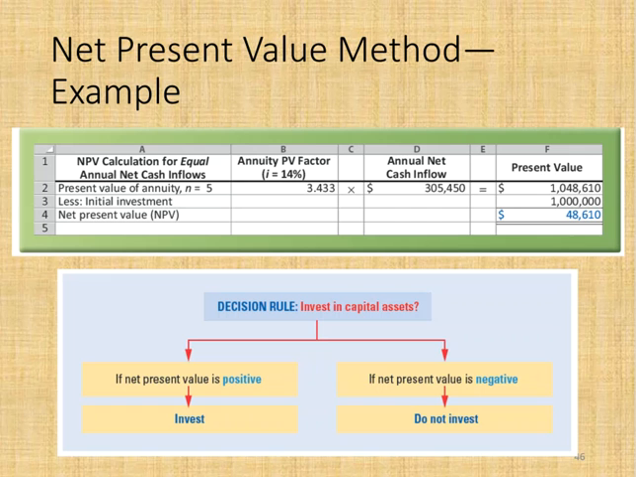The higher the risk, the higher the discount rate. So we compare the present value of the net cash flows to the investment's initial cost to decide which projects meet or exceed management's minimum desired rate of return.